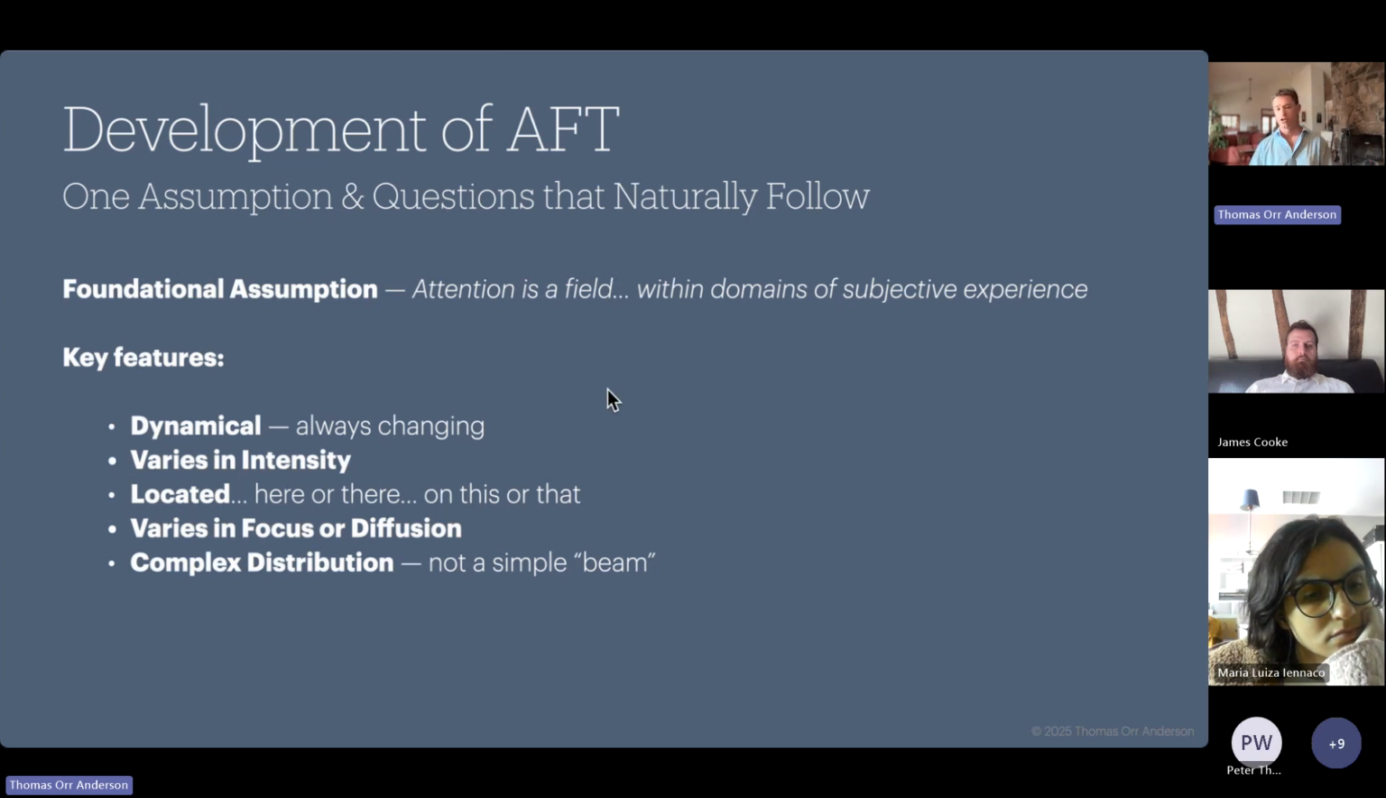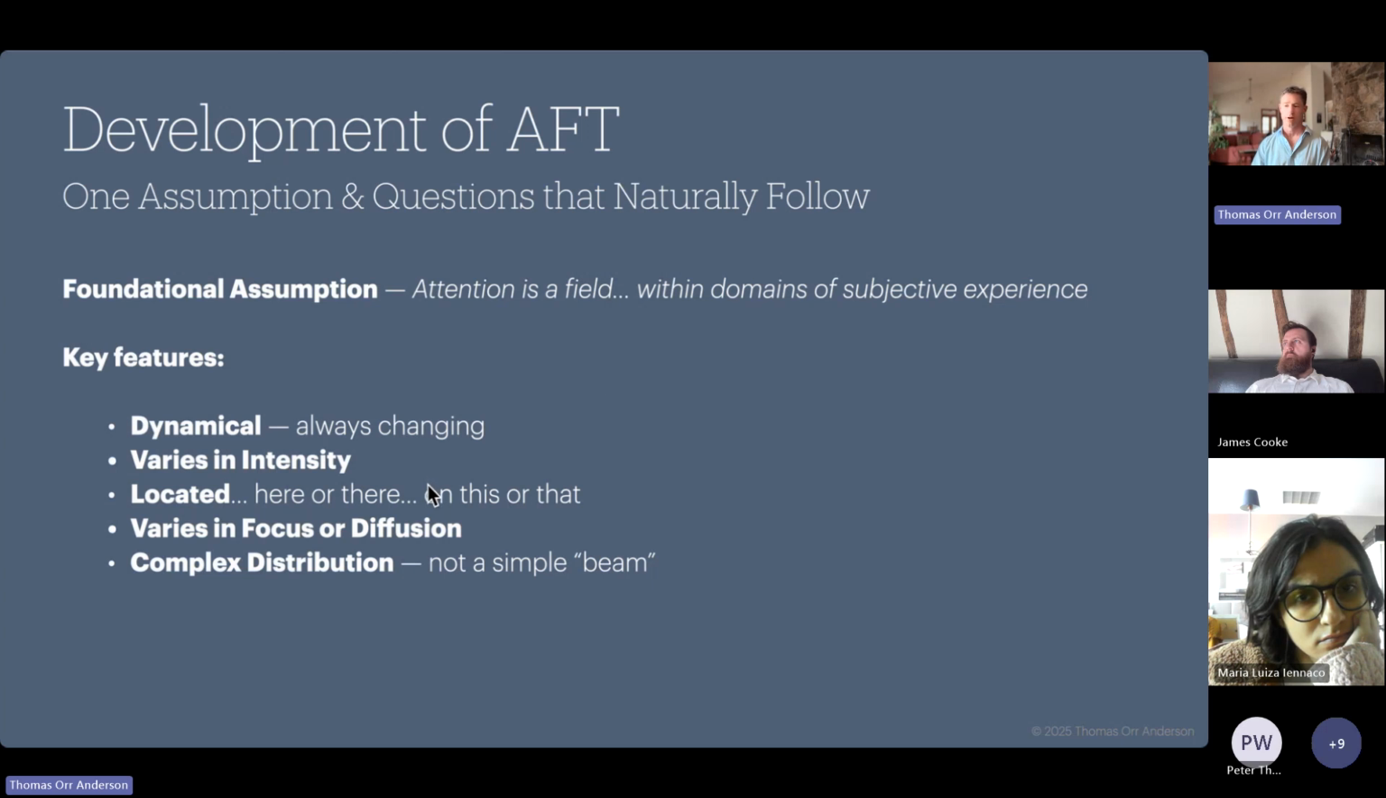Some key features to notice about your attention as it flows through the space of your awareness is that it's dynamical, it's always changing. Varies in intensity. It's located here or there on this or that. You can put your attention on the lamp in front of you. You can put your attention on the things I'm saying. You can put your attention on the memory of your grandmother's nostalgic vibe. You can move it around.